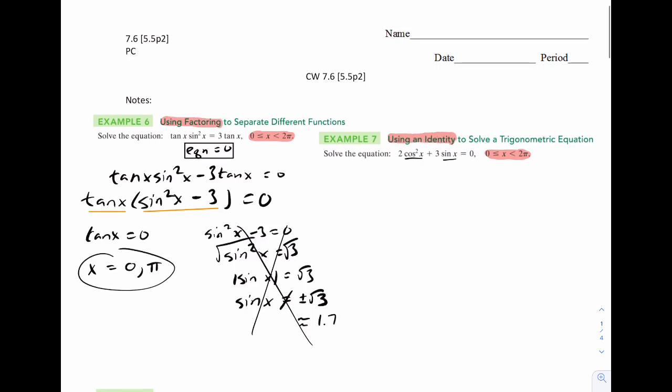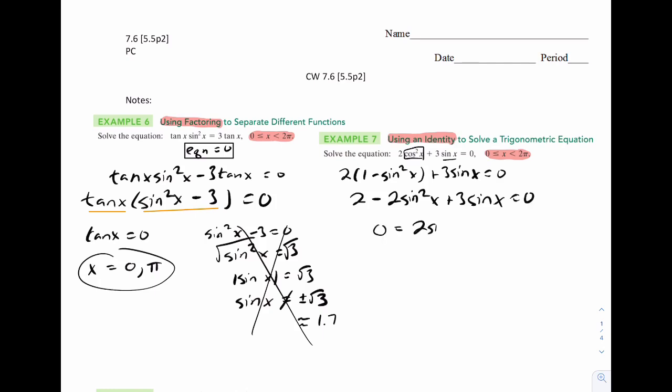So what we're going to do is change this cosine squared using an identity. Hopefully you recall that's the same thing as 1 minus sine squared. And we'll leave that sine x alone. There's not much you can do with that. Now I do that because now everything is in terms of sine, which is great. Let's multiply. 2 minus 2 sine squared x plus 3 sine x equals 0. Okay, let's rearrange this. So 0 should equal 2 sine squared x minus 3 sine x minus 2.